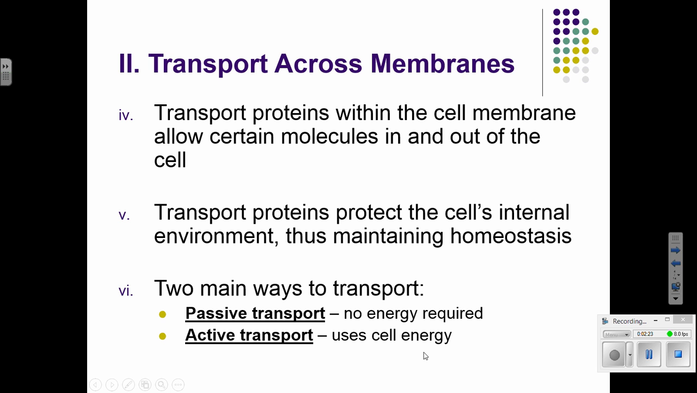And then there's active transport. This one we do need cell energy because we're actually pumping against a concentration gradient. We're going from low to high. It's like you're swimming upstream. So it takes a little bit more energy to actually get something in a cell that way, or out of a cell, it just kind of depends.